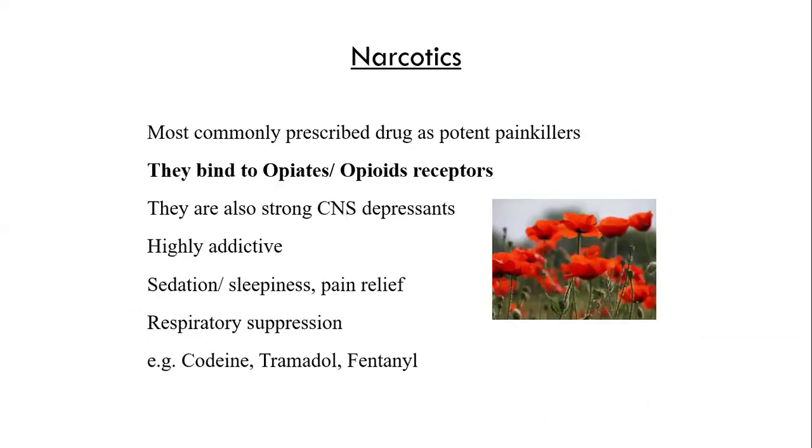We have narcotics. Narcotics are also classified under depressants now. They slow the activity of the central nervous system. They are potent painkillers, pain relievers just like paracetamol, but these ones are very strong. They bind to what we call opiate receptors in the central nervous system, and then they induce sleep and pain relief.